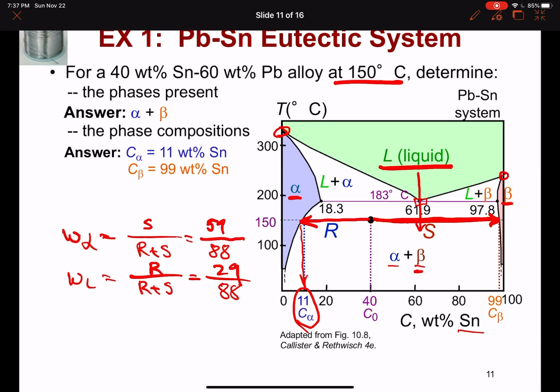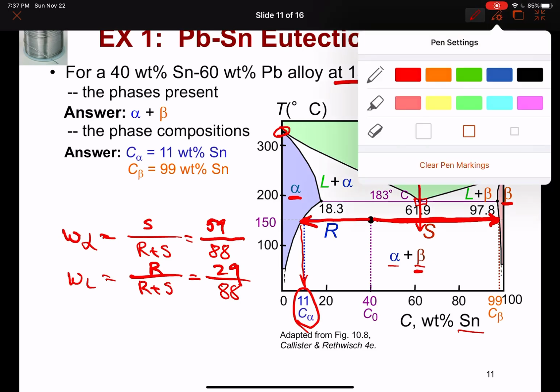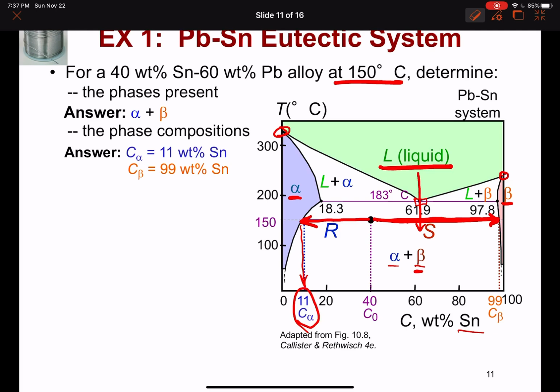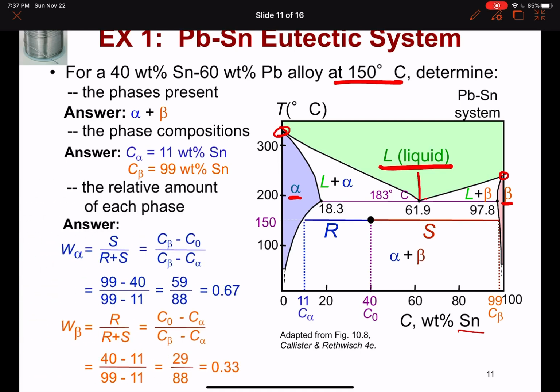Okay, so let's clean that up and see how those look. Okay, so weight fraction of the alpha here is 67%, and the beta phase is 33%. The 67%, the majority material by weight, as we saw, was only 11% tin, and the minority component here, 33% by weight beta, is very, very rich, almost pure tin.